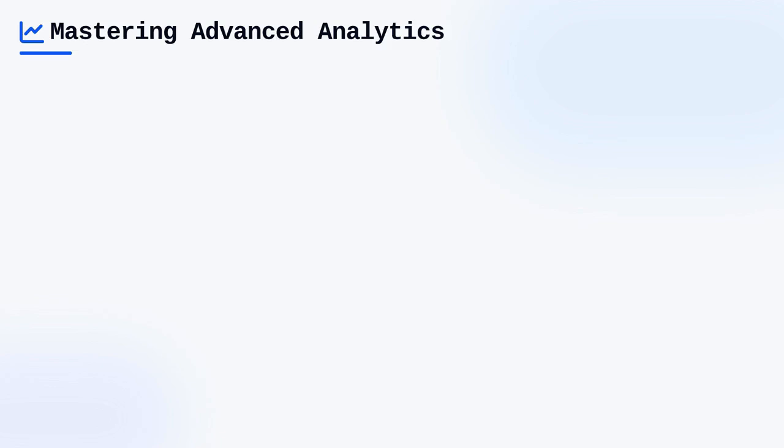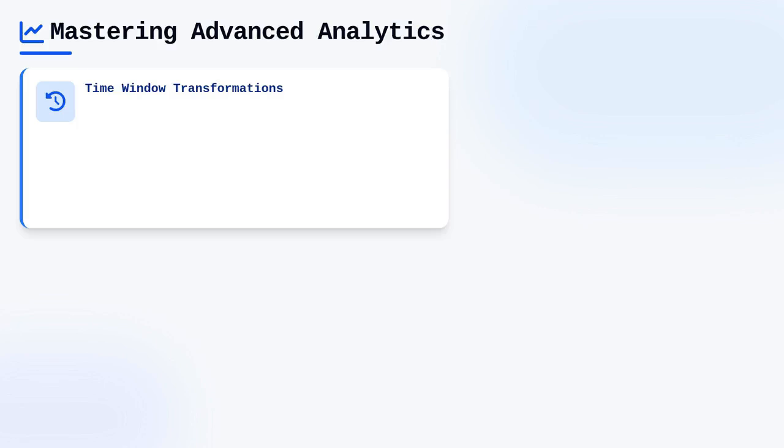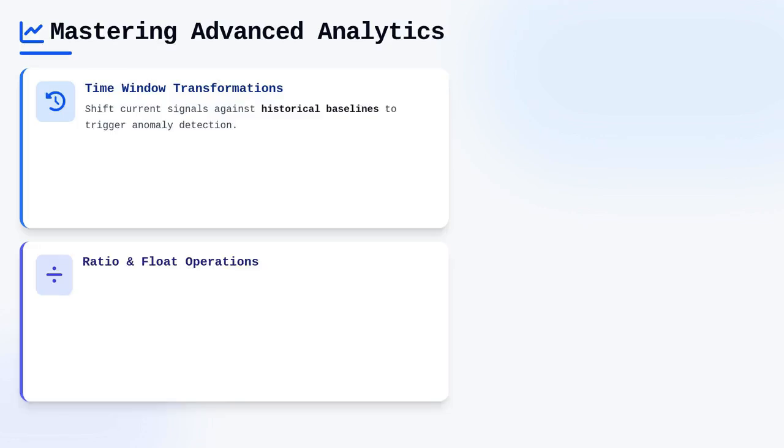Analyzing advanced analytics requires a firm grasp on the mathematical transformations available within the platform. You should be prepared to identify the correct usage of functions that compare time windows, such as shifting a current signal against a historical baseline to detect anomalies. Ratio analysis and percentage-based calculations are frequently tested as a means to observe healthy versus unhealthy throughput. So ensure your understanding of floating point operations within the SignalFlow context is solid.